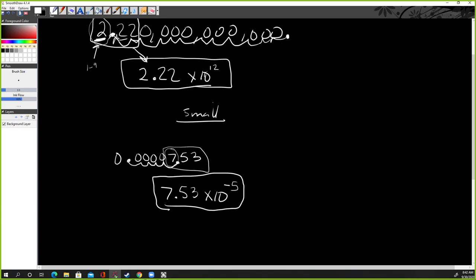Move it until you have a decimal place and one single number to the left of it. Then write down the non-zeros right here, and then put times 10 to the how many times you moved it.